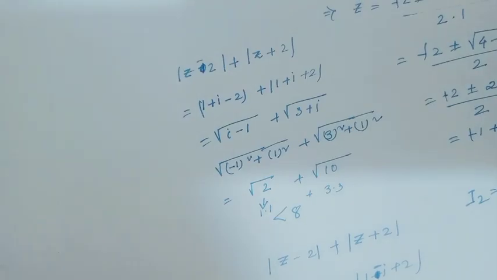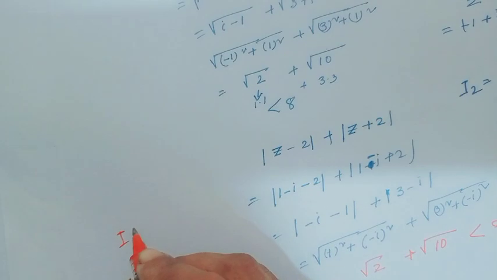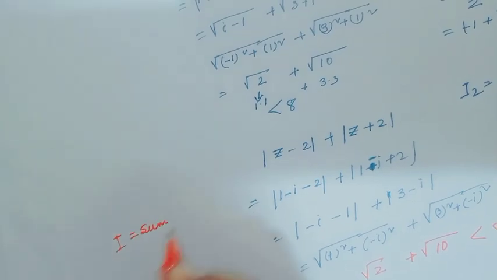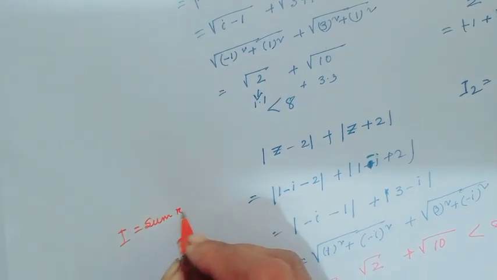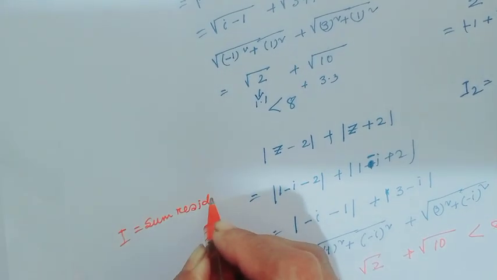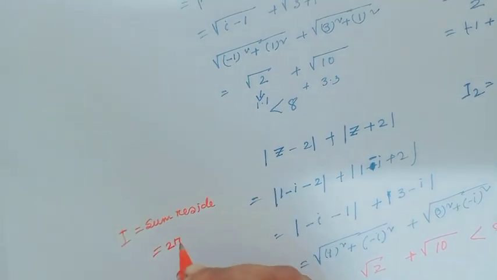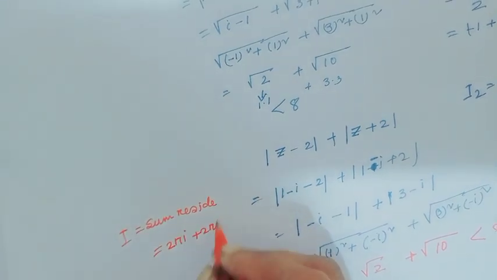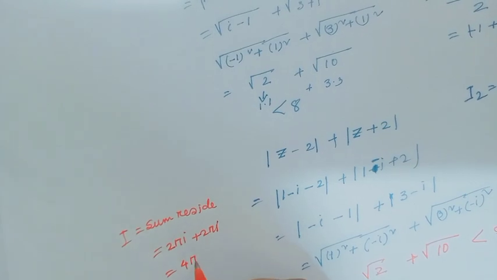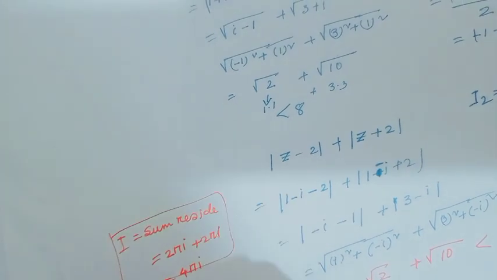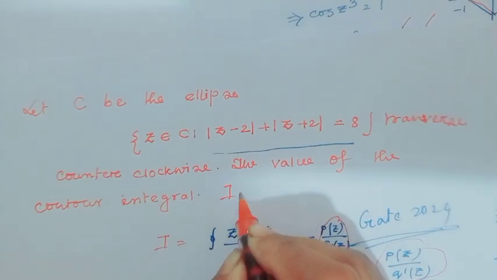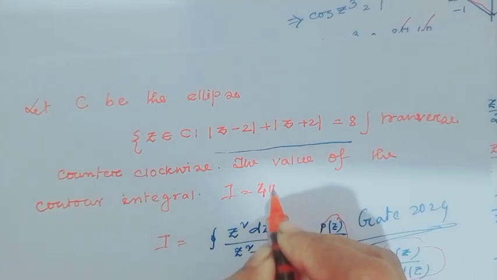Since I equals the sum of residues, this value is equal to 2 pi i plus 2 pi i. This is equal to 4 pi i. This is the value of I. So the value of I equals 4 pi i.